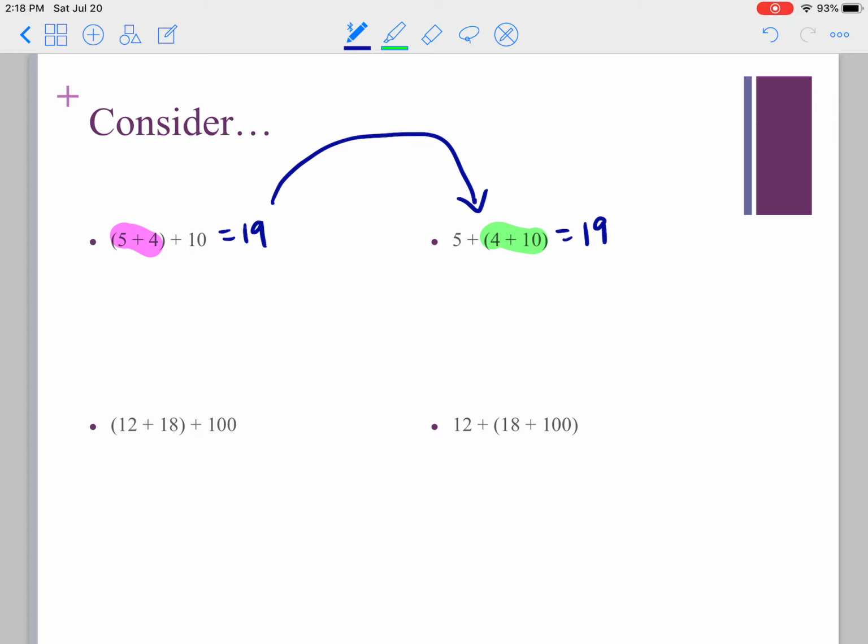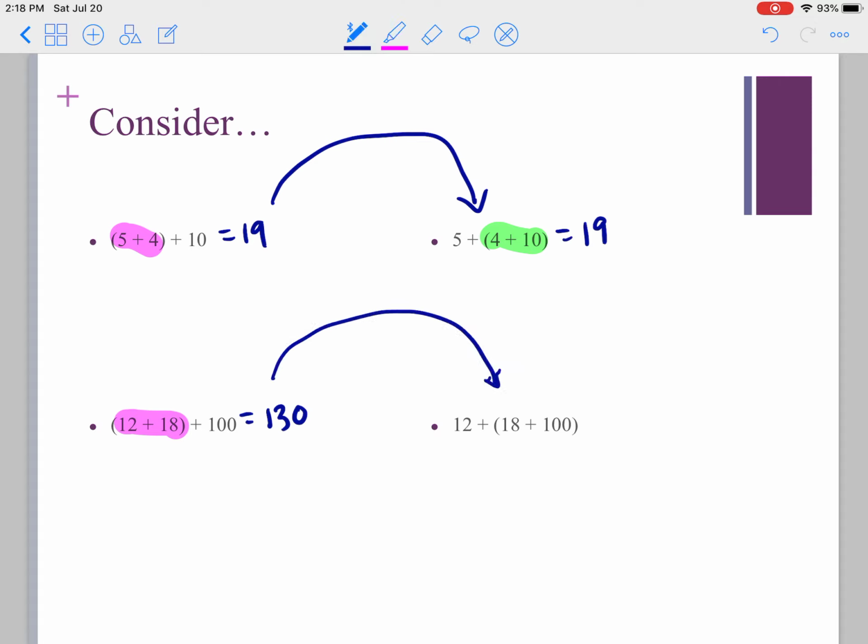Let's look below. Does it work even with larger numbers? Well, our first grouping in this case is the 12 plus 18. That is equal to 30. 30 plus 100 is equal to 130. In the second example, we look over here.